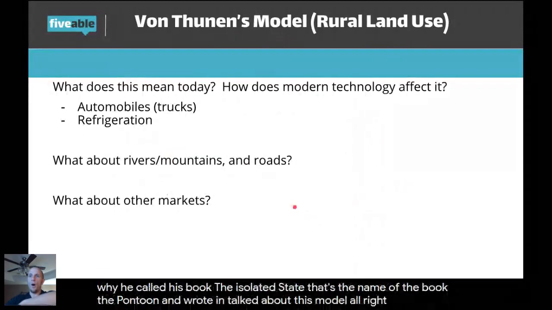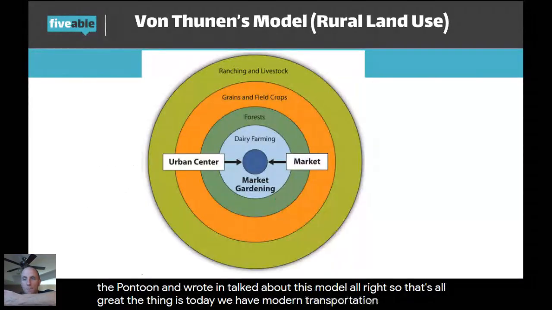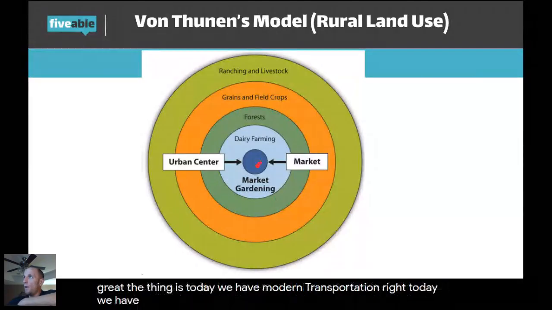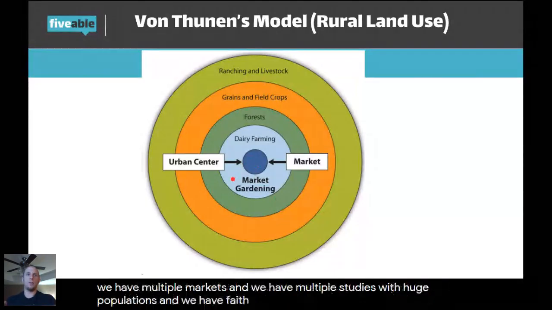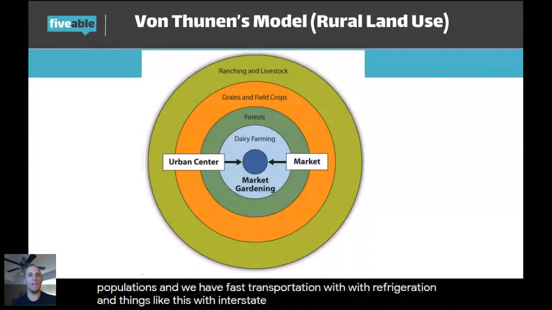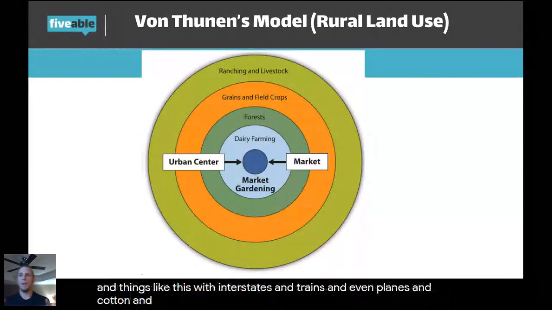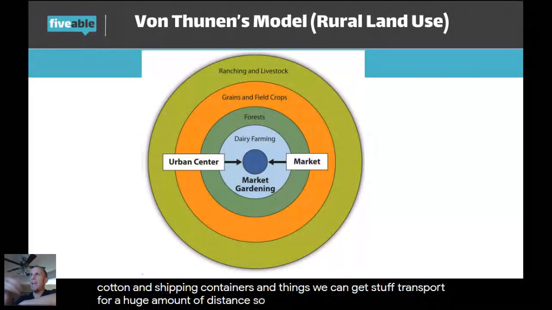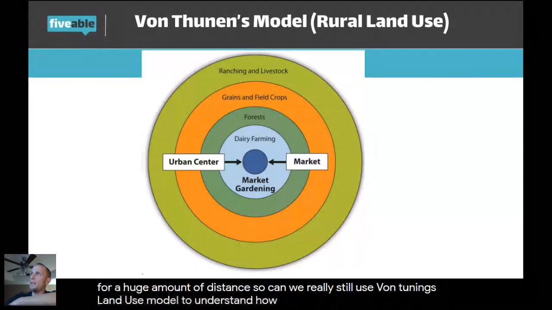All right. So that's all well and good. This model is great. The thing is, today we have modern transportation, right? Today we have multiple markets, and we have multiple cities with huge populations, and we have fast transportation with refrigeration and things like this, with interstates and trains and even planes and shipping containers and things. We can get stuff transported for a huge amount of distance. So can we really still use von Thunen's land use model to understand how we do commercial farming today?